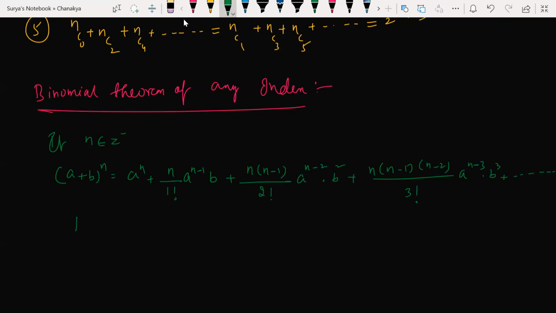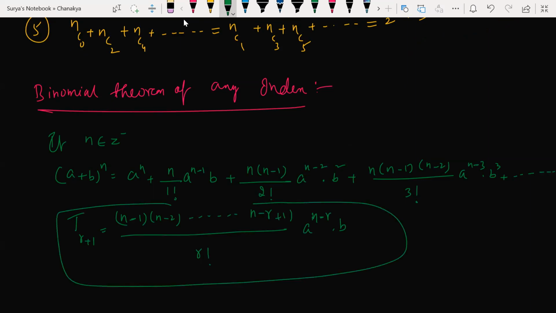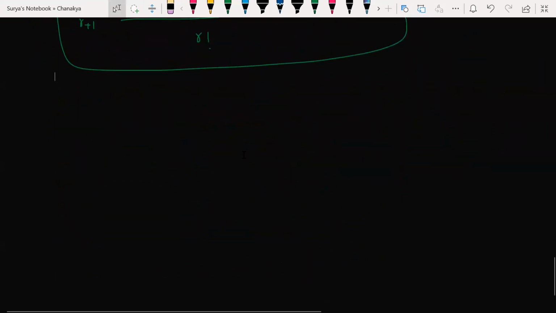Correct? So then T(r+1) is going to be n(n-1)(n-2) ... (n-r+1) whole divided by r factorial into a^(n-r) into b^r. This is the formula. Correct? Guys, we will be solving many questions based on all this.